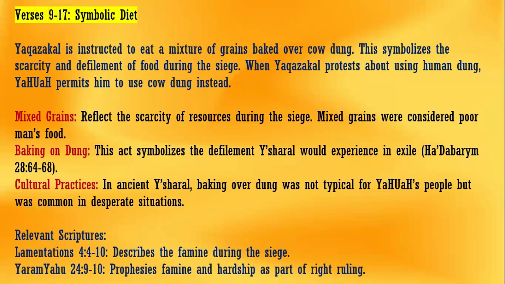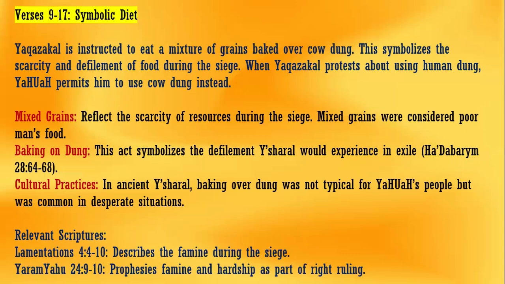Cultural practices in ancient Yisrael: baking over dung was not typical for Yahuwah's people, but was common in desperate situations. Whenever peoples of that time would run out of fuel to cook, you find in ancient times, though again it wasn't common for our people, but other peoples of those ancient times, and some still do now in parts of Al-Kabulan, use cow dung because it would have been digested grass. They would use it as fuel for fire to cook. But again, it wasn't typical for our people. That meant the situation was dire. It was very desperate when you had to do that, especially as a child of the Most High.